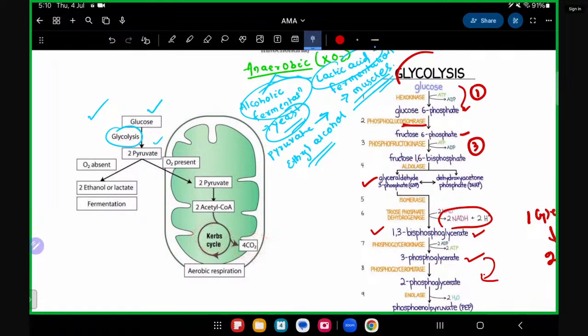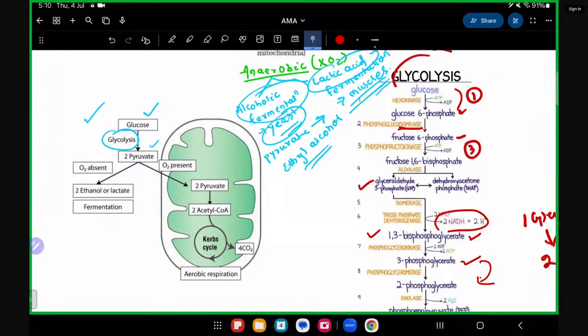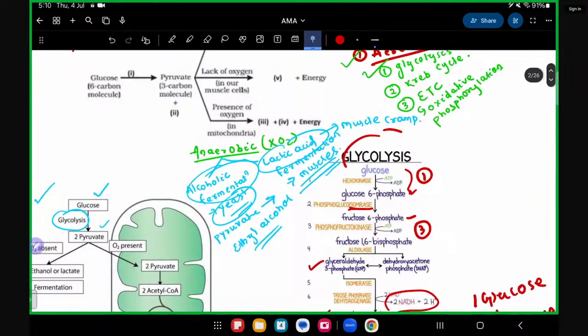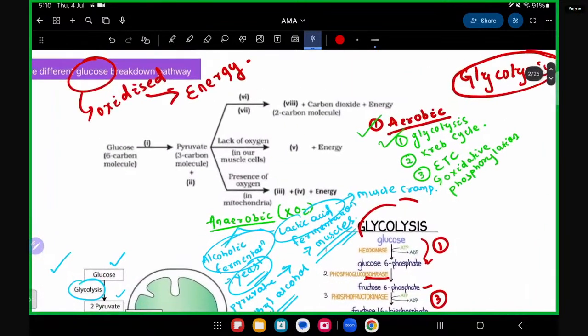Formation of 4 carbon dioxide molecules takes place. Then the NADH and FADH2 molecules undergo oxidative phosphorylation, and ATP is produced from NADH and FADH2, right? So now we'll solve the question.